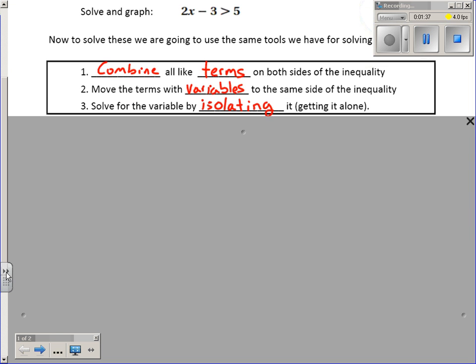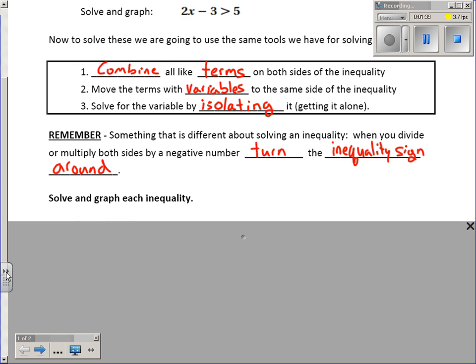Now, with inequalities, there's one special thing that isn't there with equations. If there's ever a situation where you have to divide or multiply both sides by a negative number, to solve for the variable, you have to remember you turn that inequality sign around. So if it looks like this, it becomes that. You have to turn it around.